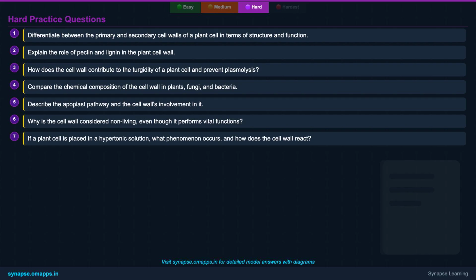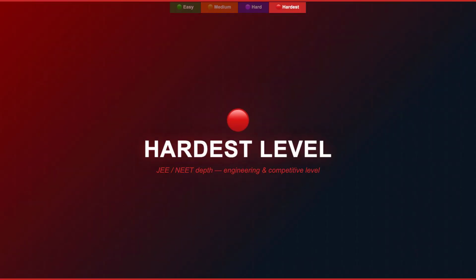5. Describe the apoplast pathway and the cell wall's involvement. 6. Why is the cell wall considered non-living, even though it performs vital functions? And 7. If a plant cell is placed in a hypertonic solution, what phenomenon occurs, and how does the cell wall react? Good luck! Welcome to the hardest level.